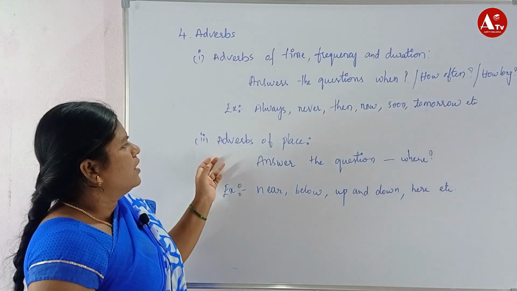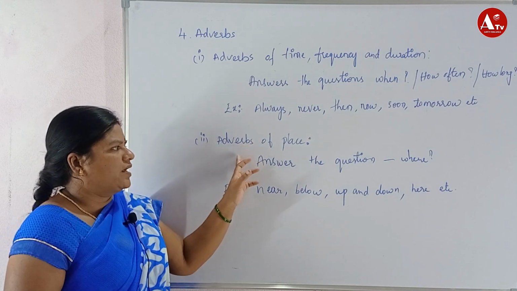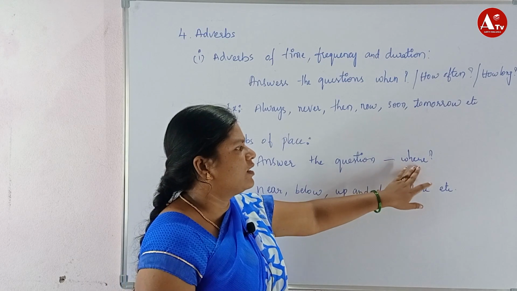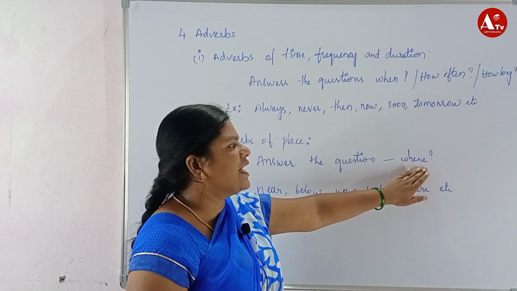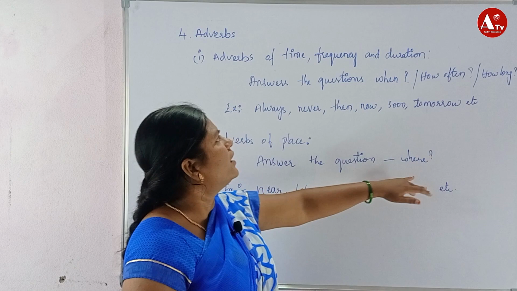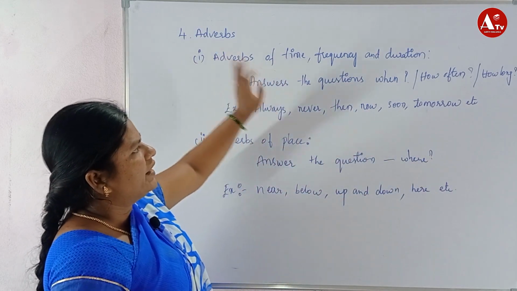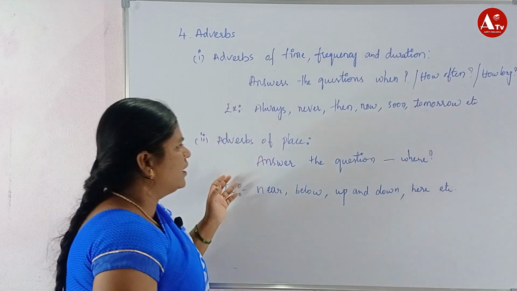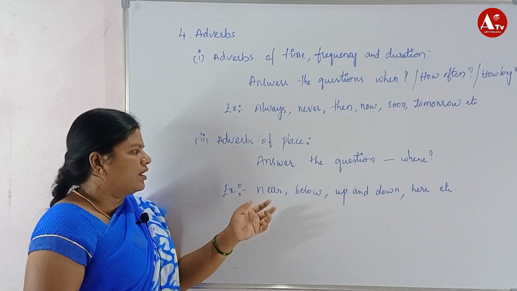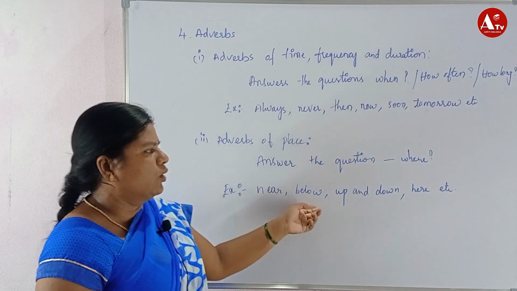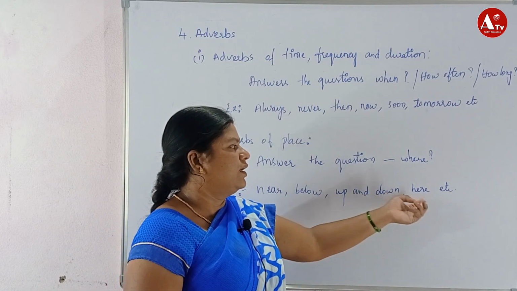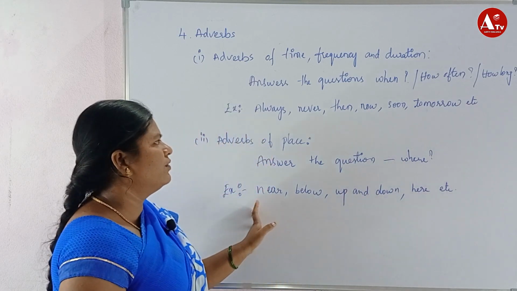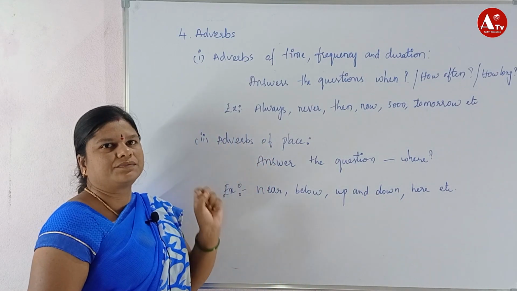Next is adverbs of place. Here it answers the question where. In adverbs of time, it asks about when, how often, how long. Here it asks about where: near, below, up and down, here, there. These are all examples of adverbs of place.